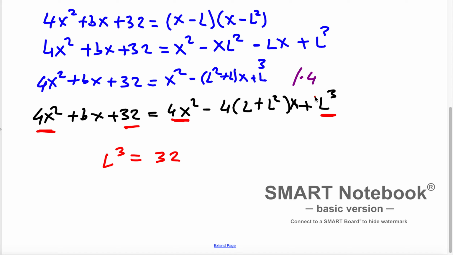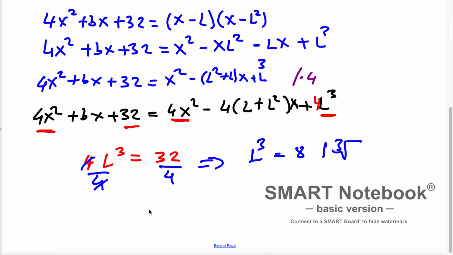Here was a 4 because we multiplied everything by 4. And this one here is a 4 because I forgot to multiply this one by 4. As we said before, we are multiplying all of this side by 4. And now, since I'm in this situation here, I'm going to divide everything by 4, this side and this side. So here we simplify, and L cubic is going to be equal to 32 divided by 4, which is 8. If we take the cubic root of both sides, L is going to be equal to 2.